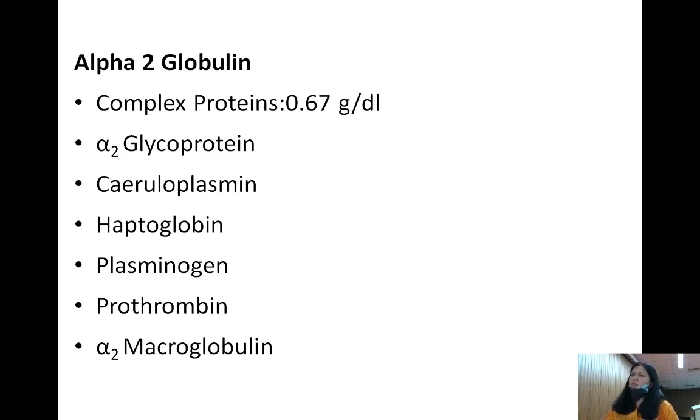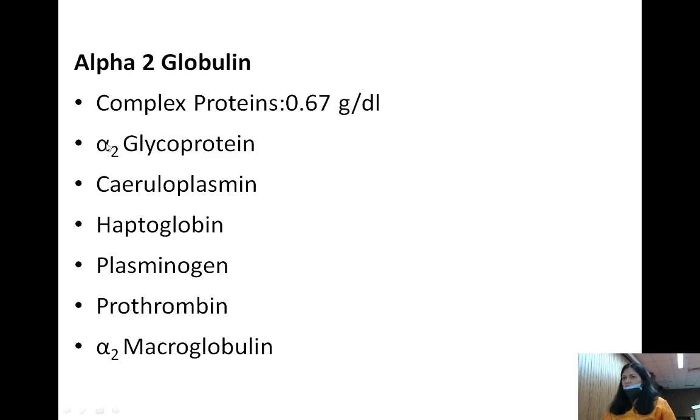So all these proteins like alpha 2 glycoprotein, ceruloplasmin, haptoglobulin, plasminogen, prothrombin, and alpha 2 microglobulin occupy the position of the alpha 2 band. Haptoglobulin, remember, is a protein which complexes the hemoglobin, and it does not allow the hemoglobin to be released into the urine. So haptoglobulin preserves the hemoglobin molecule whenever there is lysis of RBC.